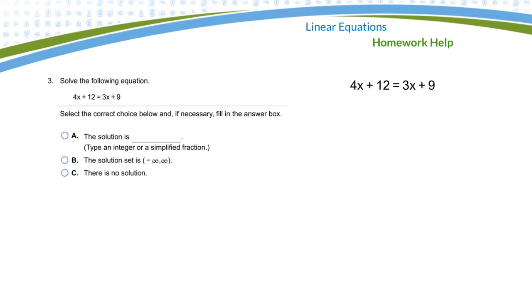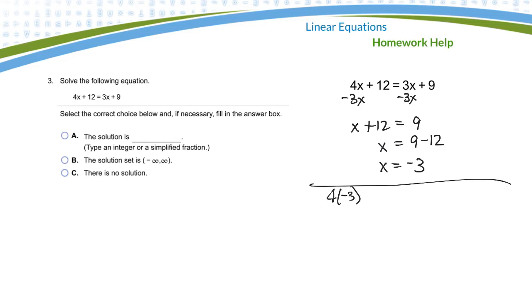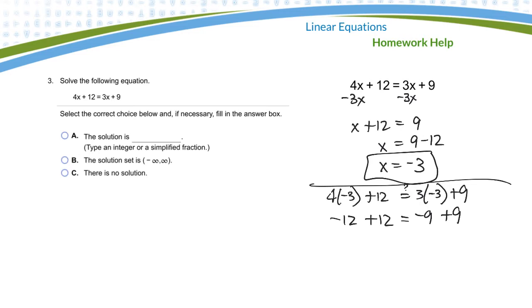Next question. X is all over the place. Let's gather our x's to the left side. So that'll give me x plus 12 is equal to 9. And then move my 12 over to the other side and subtract. So I get x is equal to negative 3. Again, checking. 4 times negative 3 plus 12. Is that equal to 3 times negative 3 plus 9? 4 times negative 3 is negative 12. Plus 12, well, that's 0. This side I get negative 9 plus 9, well, it's also 0. So that means that this is correct. The solution is negative 3.